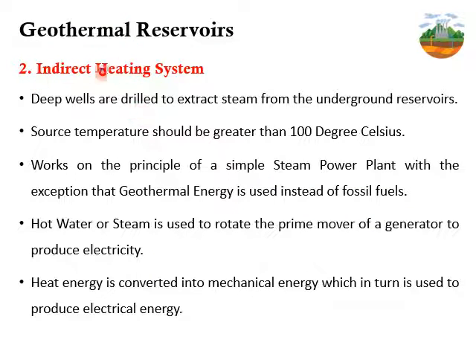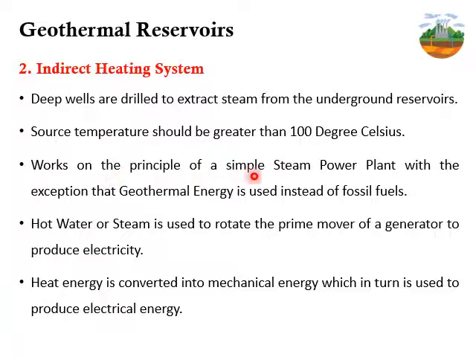So in this slide, the indirect heating system is summarized. You can see deep wells are drilled to extract heat from the underground reservoirs. Source temperature should be greater than 100 degrees centigrade. Obviously, below 100 degrees centigrade, steam is possible at lower pressure, but then it would not have much energy to run the plant.